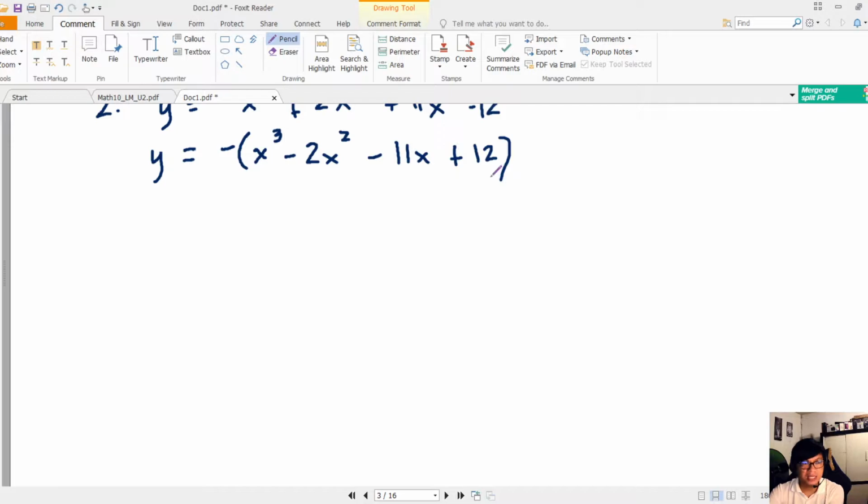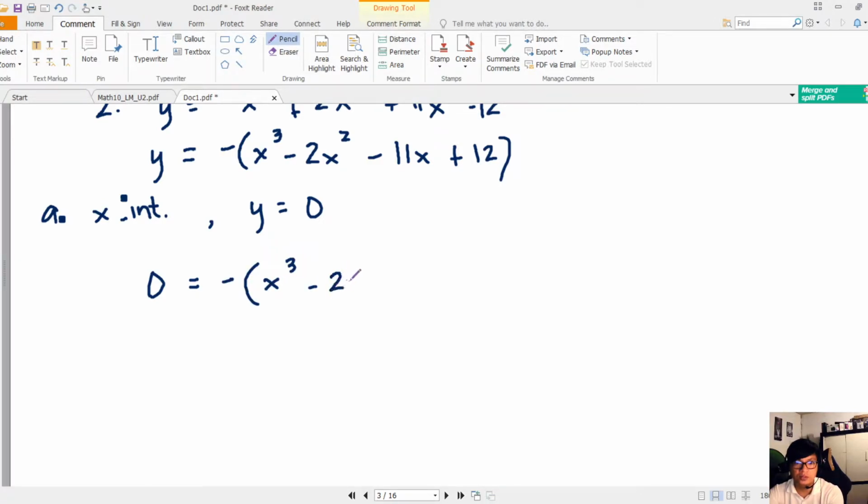So, gamitan natin siya para malaman natin yung hinahanap natin na x-intercept. So, x-intercept is also the same with the real roots. Kung ano yung real roots, siya din yung x-intercept. So, pwede natin gamitin yung rational root theorem. First, set muna natin that y is equal to 0. So, magiging equation natin is 0 is equal to negative times the quantity of x cubed minus 2x squared minus 11x plus 12.